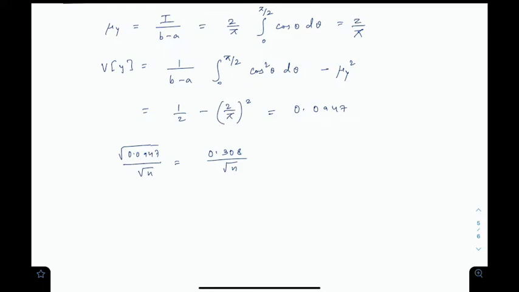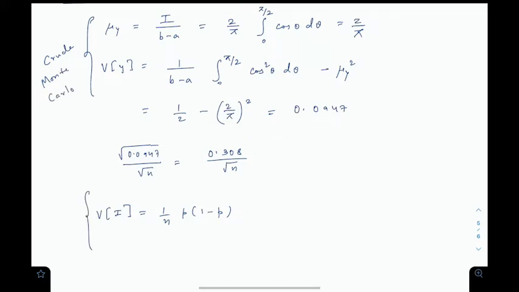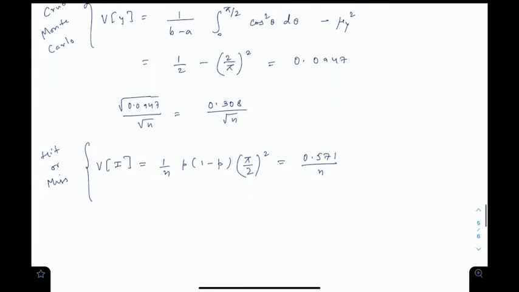On the other hand, with hit or miss, we had the variance 1 by n p times 1 minus p times pi by 2 whole square, which comes out as 0.571 by n. Therefore, the uncertainty of the estimation is 0.756 by root n, which is considerably larger, so more than a factor of 2 than for crude Monte Carlo.